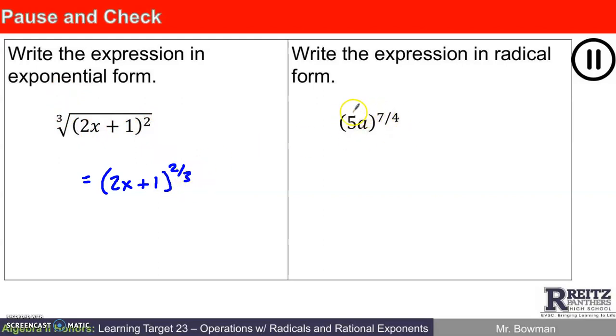Can we go the other direction? Sure. I can write the quantity 5a to the 7/4 power as the 4th root of the quantity 5a to the 7th power.